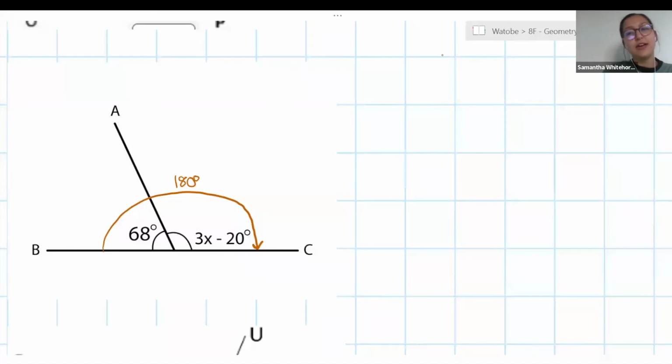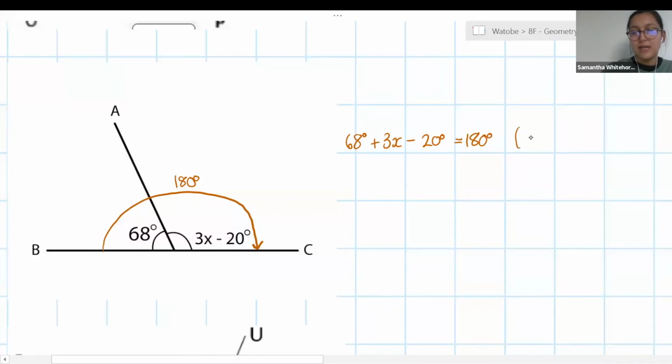Alrighty, guys. So like I've said, when we look at this, we can see that we've got angles on a straight line. So what that means is that when I take 68 degrees and I add the 3x minus 20 degrees, I have to get 180 degrees. Now remember, we have to have a reason if we are going to make a statement. So this would be angles on a straight line, and then we can start to solve for x.